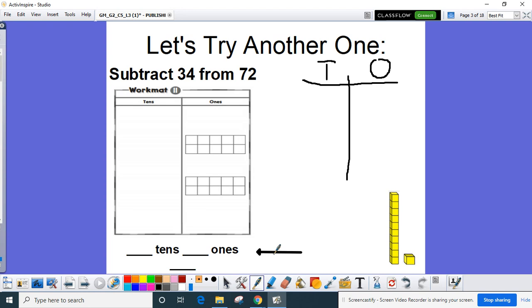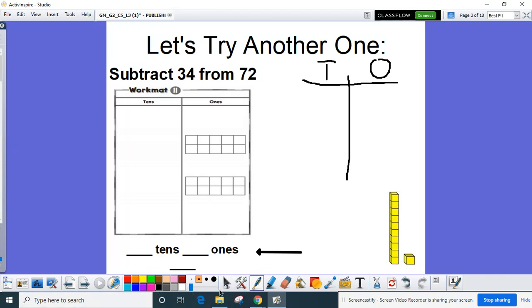Also, on your paper, below your tens and ones chart, I want you to write blank tens, blank ones, and then a blank line. Okay? So if you need to pause the video to do that, and then when you have that on your paper, unpause so that you can get started on the problem and working on the problem with me.